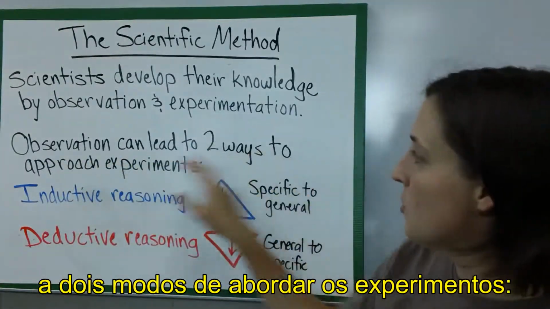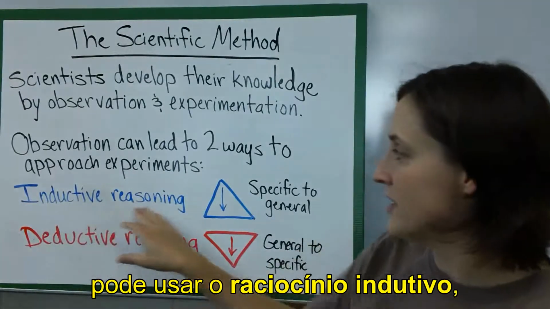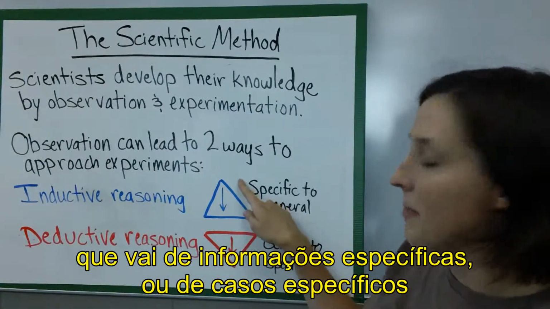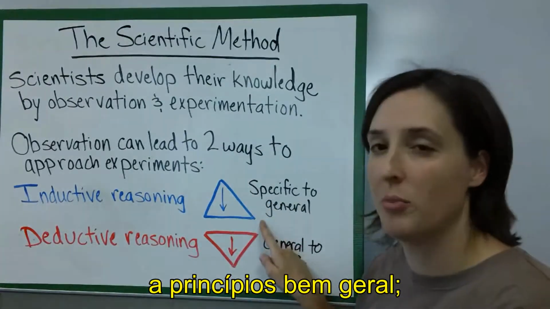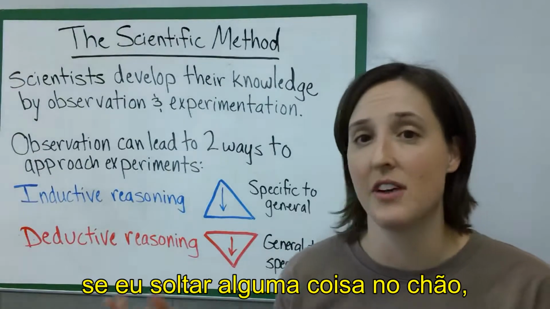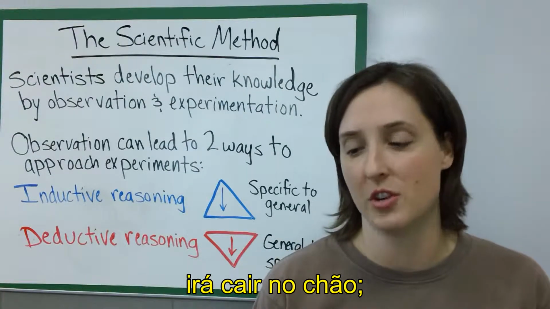Observation can lead to two ways to approach experiments. You can use inductive reasoning, which goes from specific information or specific cases to very general principles. So for instance, if I drop something from my hand, it's going to fall to the ground.